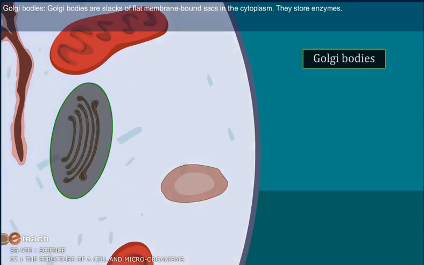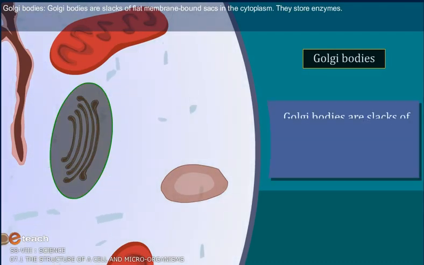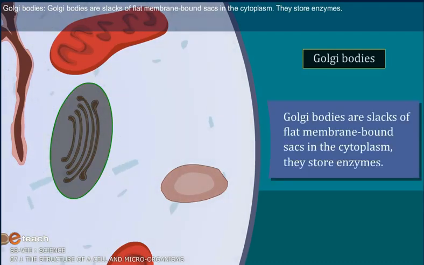Golgi bodies. Golgi bodies are flat membrane-bound sacs in the cytoplasm. They store enzymes.